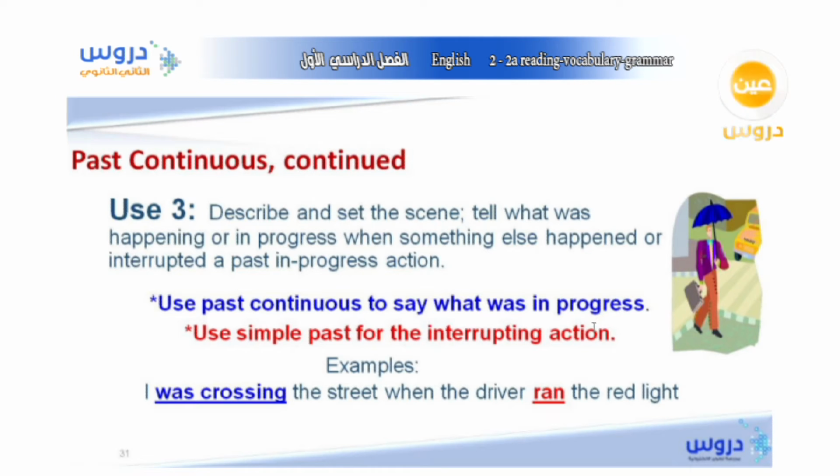Alright. In the past continuous or progressive, we describe the scene, what was happening or in progress when something else happened, or even interrupted a past action in progress. So we have two actions, one interrupts the other. We use past continuous to say what was in progress. Alright? So use simple past for the interrupting action. If you are talking about two actions, one action interrupts the other, we can see the example. I was crossing the street when the driver ran the red light.